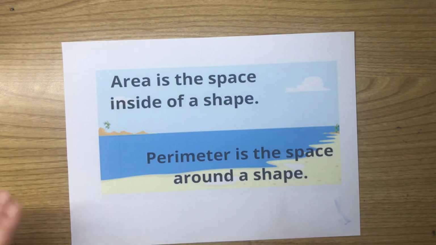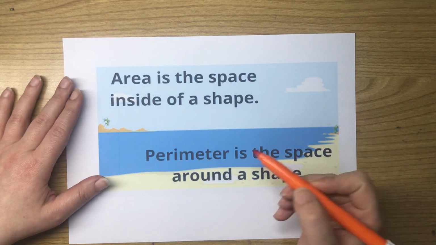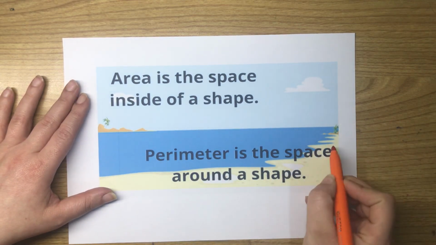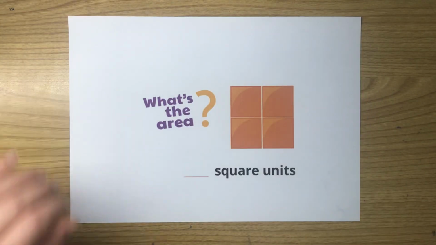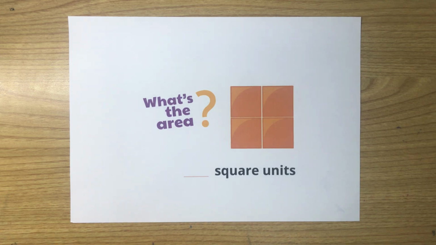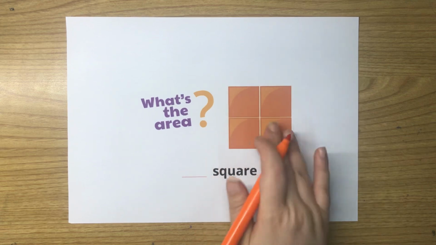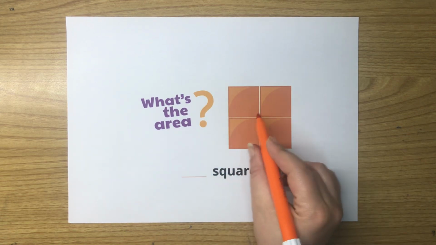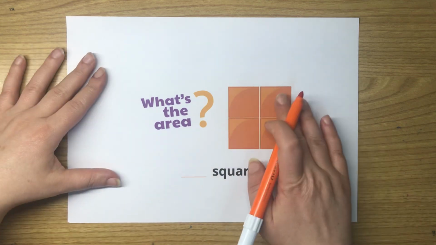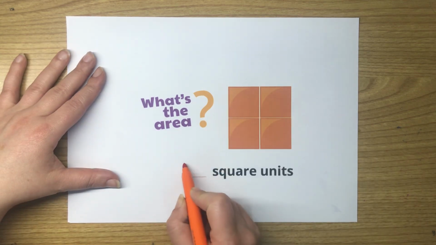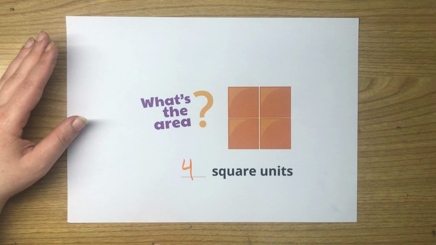And again, what is the perimeter? It is the length around the shape. Now, let's go to the area. The area is the space inside of any shape, and the perimeter is the length around a shape, or the distance. So in this square, we have to find how many units are inside this square. How many units represent the square's area? Okay, there is 1, 2, 3, 4. So there are 4 square units.